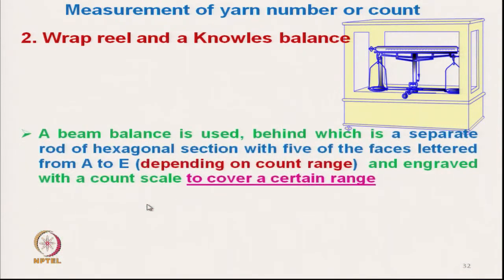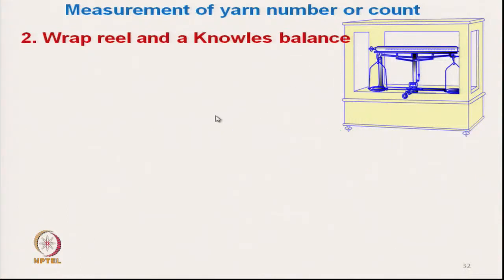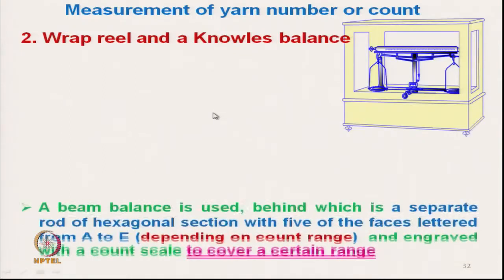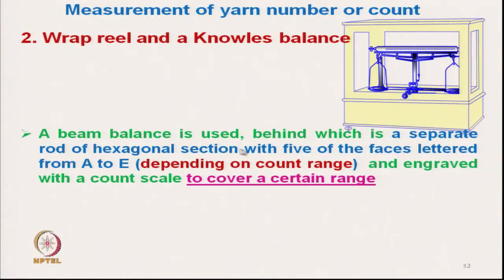Now, here the beam balance system is used. Behind this beam balance, there is a separate rod of hexagonal section. So, one hexagonal section I can show you, it is a hexagonal section. In the hexagonal section, out of 6 sides of the hexagon, 5 sides are actually indicated with different count ranges.